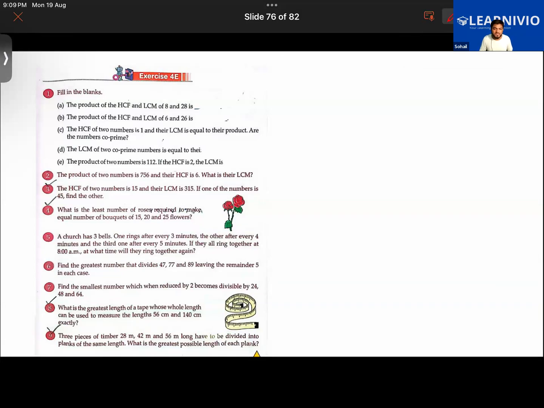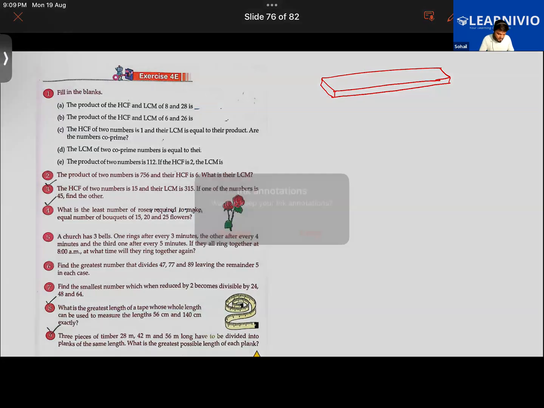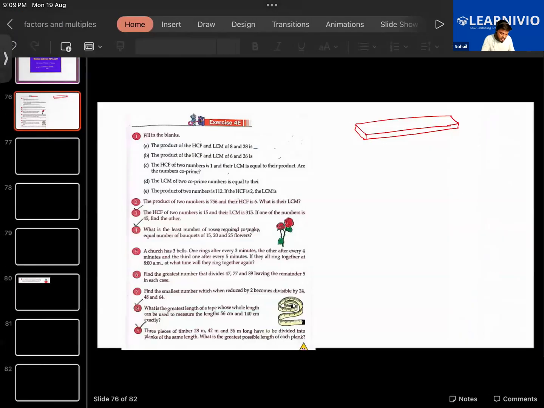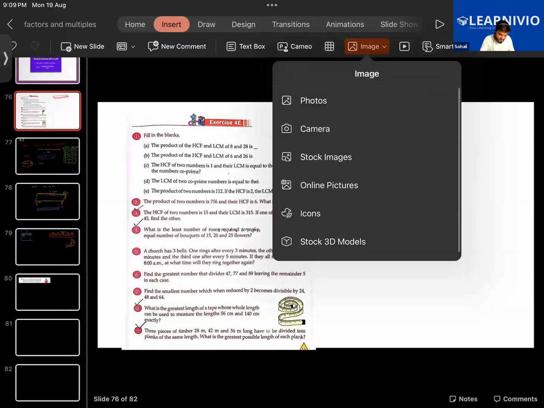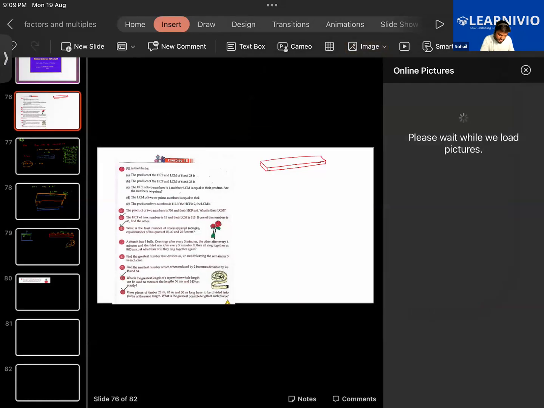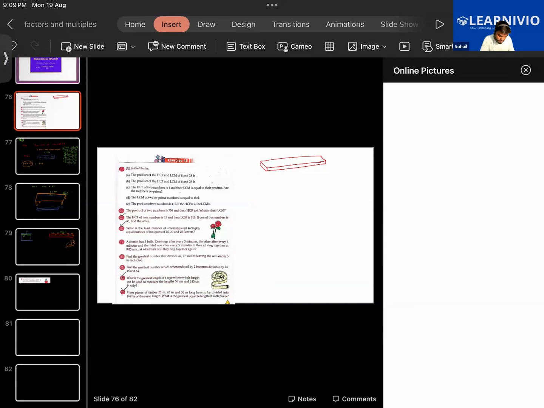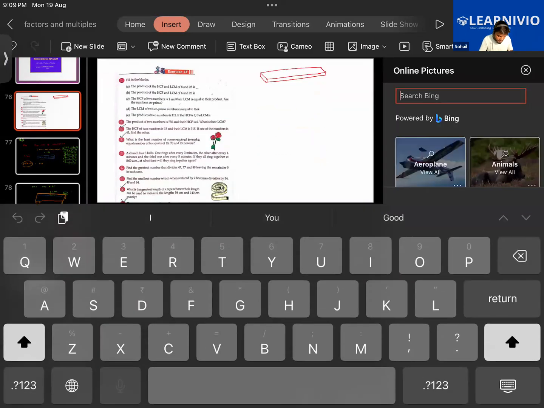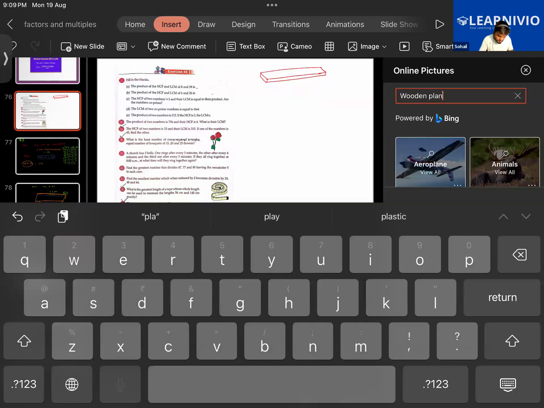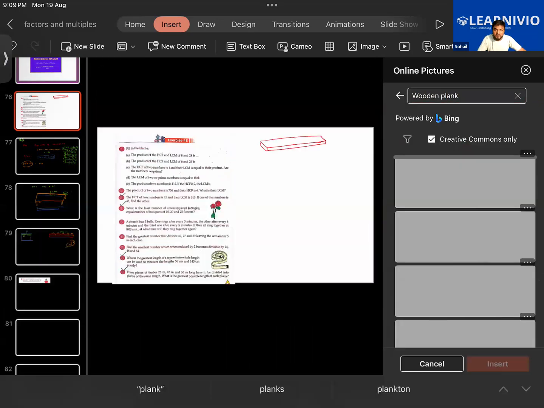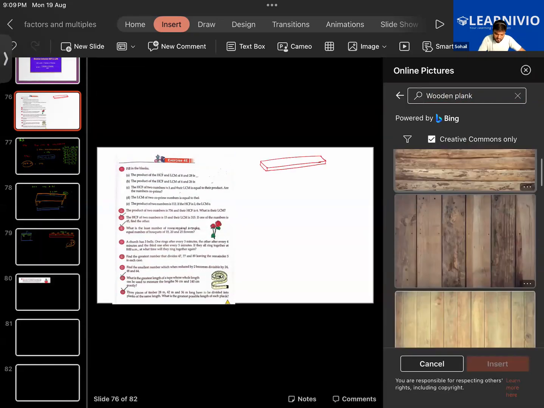A wooden plank is like this. Like a table, not a table, basically a wooden plank is like this. Basically it is carved out of the wood, carved out from the stem of that plant. Okay, let me show you an image. Should we write all this?